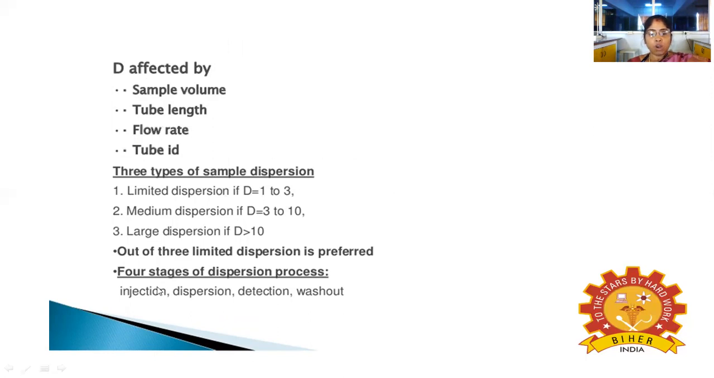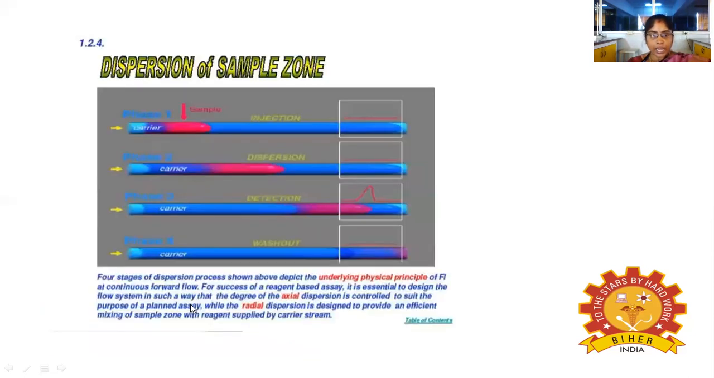When we talk about the dispersion process, there are four stages used to determine your dispersion coefficient. The first one is injection, the second is dispersion, the third is detection, and the fourth is washout. When we talk about injection, this can be explained with this diagram.